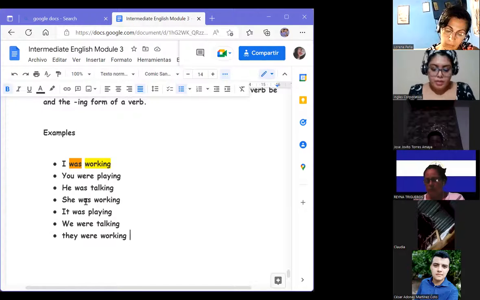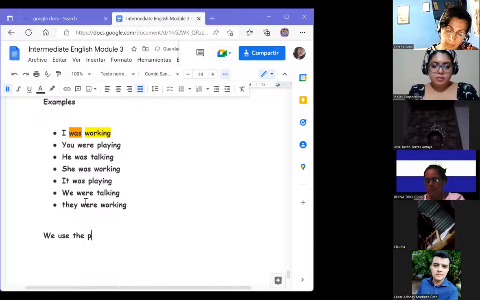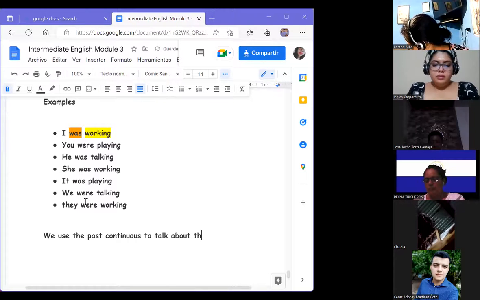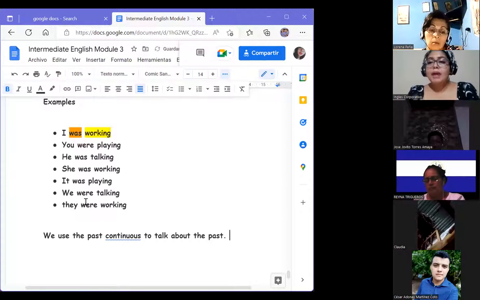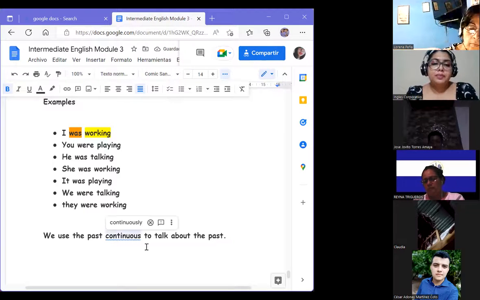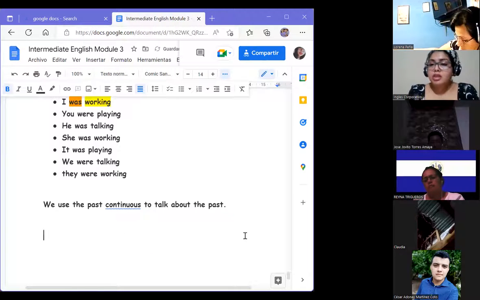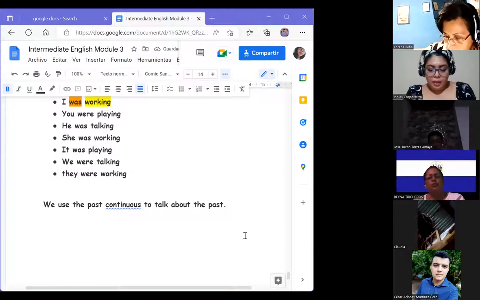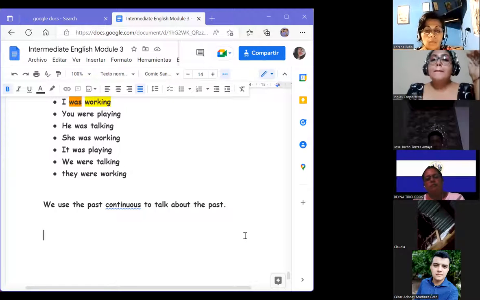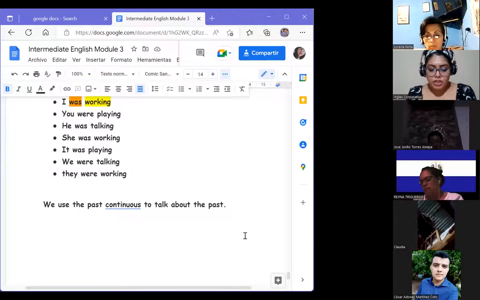So, we use the past continuous to talk about the past. Obviously, we are talking about past, but in this case, we have this structure that is going to explain some of the things that we did in the past. There is something which happened before and after another action. So we are talking about past, but we are talking about a specific action. And the first one is to talk about something that happened after another action. Estamos hablando de que algo pasó después de otra acción.